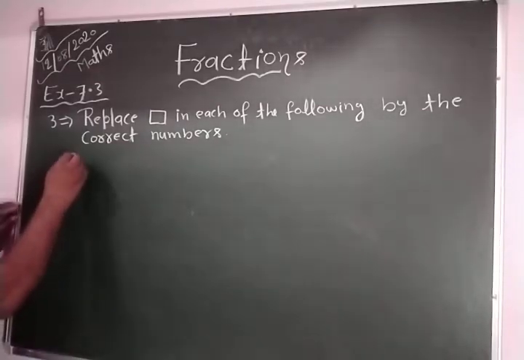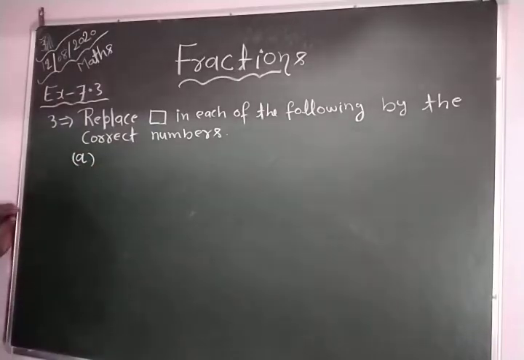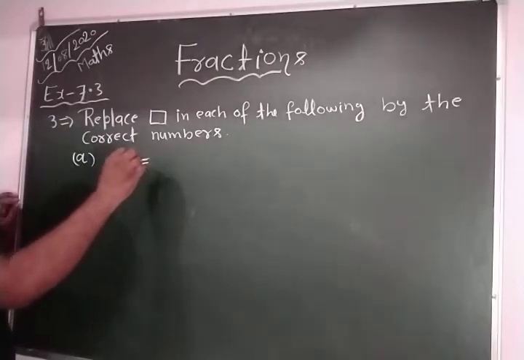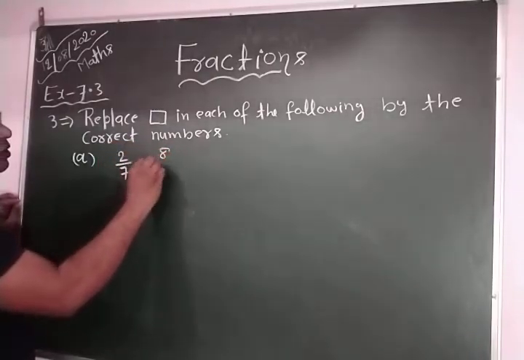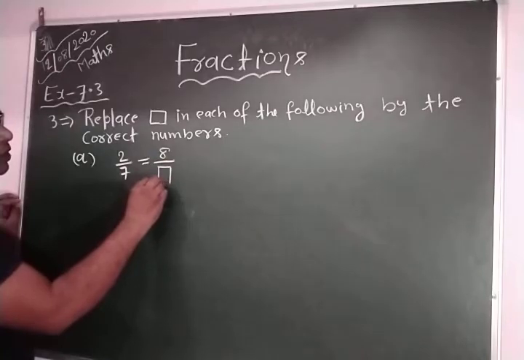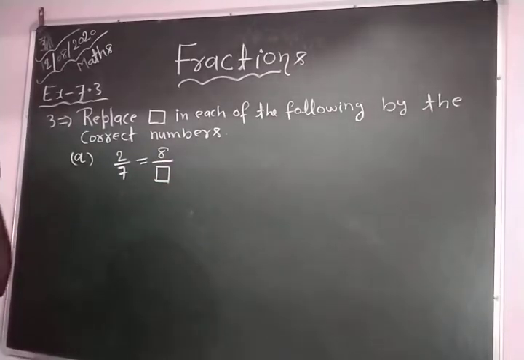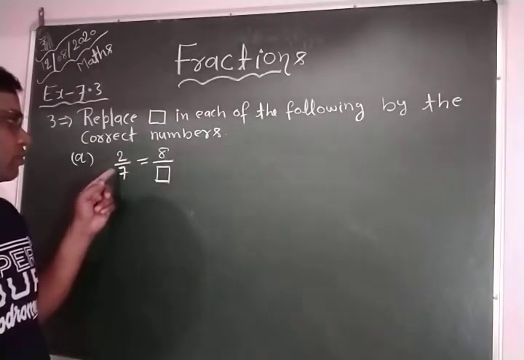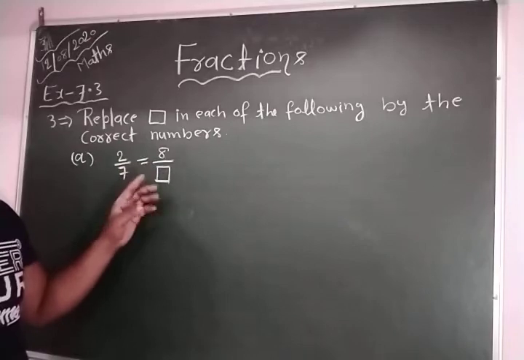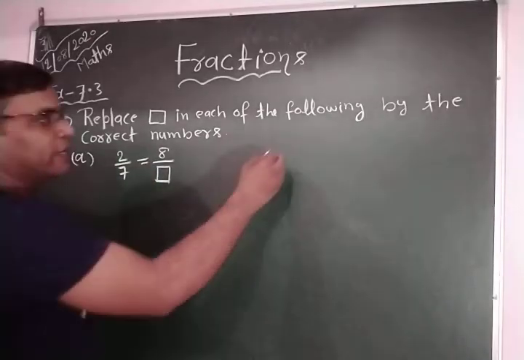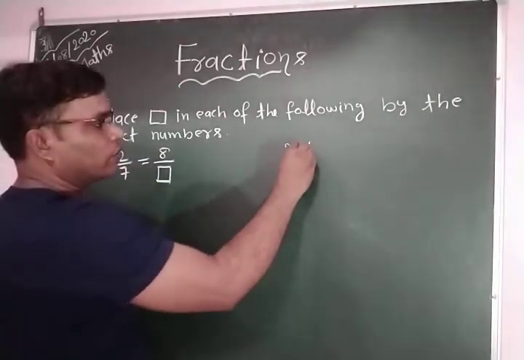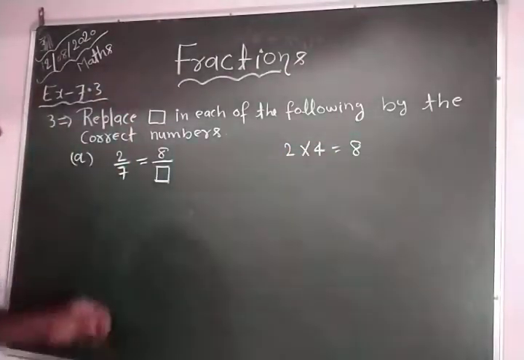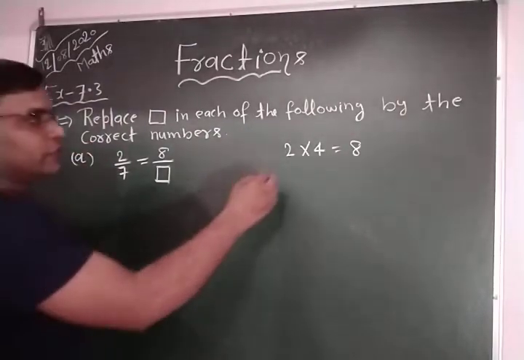Part A of question number 3 is 2 by 7 equals 8 by blank. So we replace this bracket by the correct numbers. Here you can see this is 2 by 7, and this is 8 by what number? If you multiply 2 by 4, then you obtain 8.